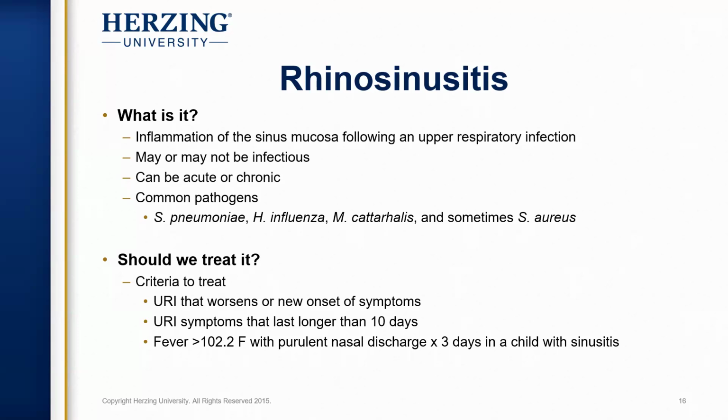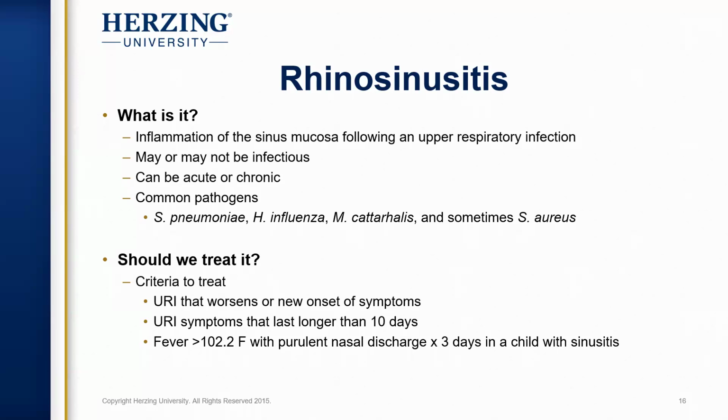So what is it? It is an inflammation of the sinus mucosa after an upper respiratory infection. Might be infectious, it might not, can be acute or chronic. It's worth mentioning that chronic rhinosinusitis by the book lasts longer than 12 weeks. So that is a very long time. So very few people actually have a chronic sinus infection. Your common pathogens you'll see are listed here. And then the question is, okay, do we treat it?